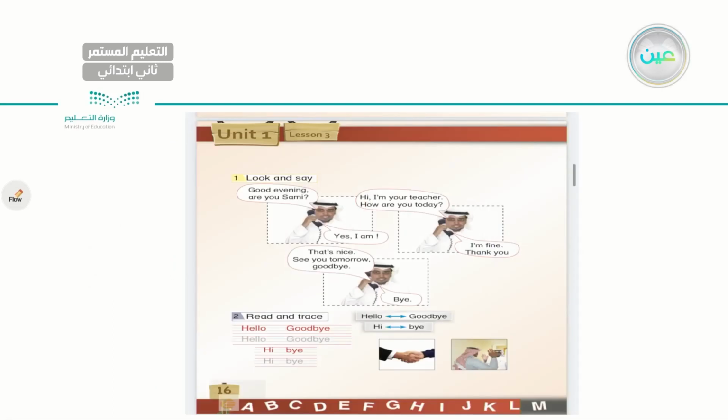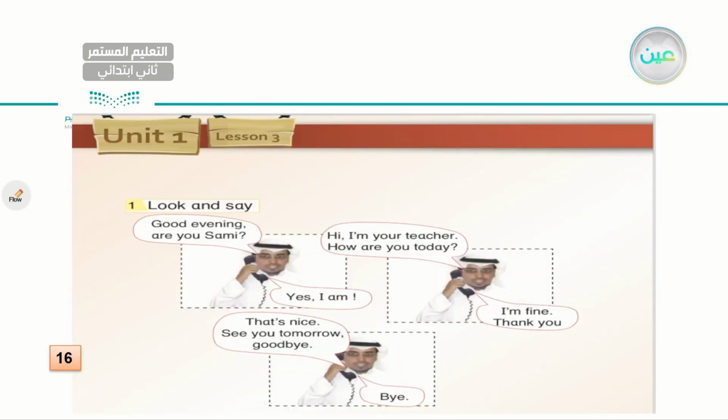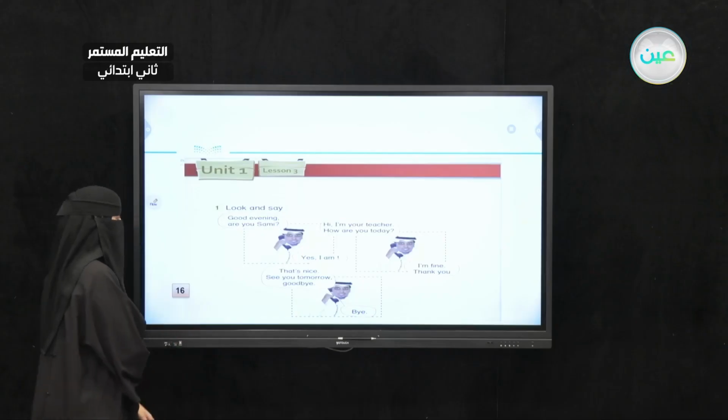Now, have your books, please, at page 16 and 17, and have your pencils ready. I will have the first upper part zoomed in. Number 1, look and say, I have a conversation. Try to practice this with someone right next to you.